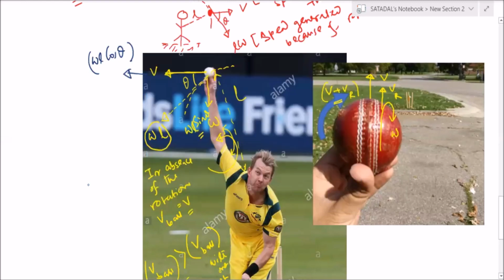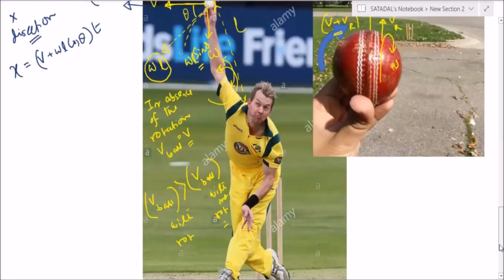Right. Chalo, let's move ahead. Along the x direction, I can write x is equal to (V plus omega L cos theta) into t. I hope nobody has a problem. Correct now? Fine, everyone. Now let us check the y direction.